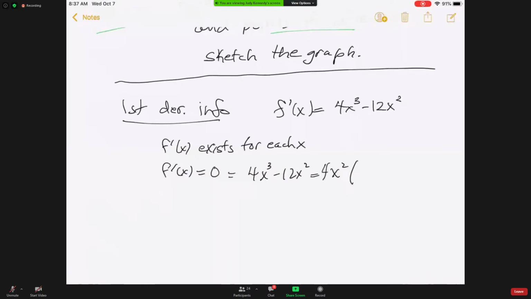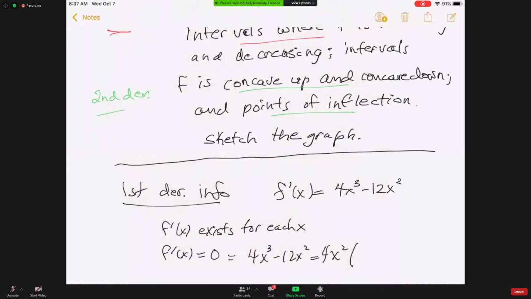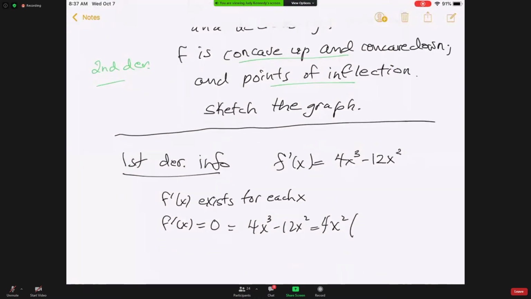Okay. And, oh, stop that. That's going to give me x minus 3. So 4x cubed minus 12x squared is 4x squared times x minus 3.